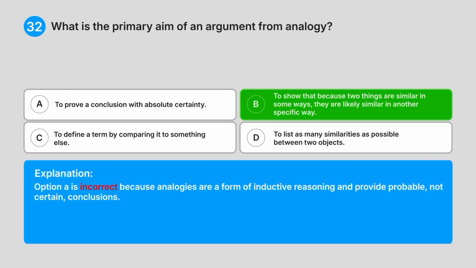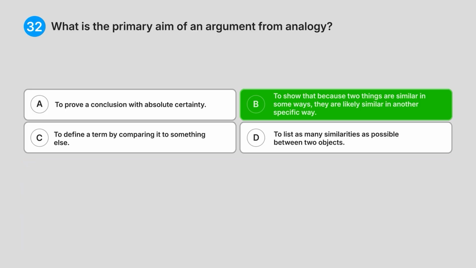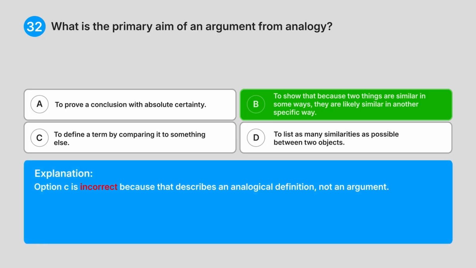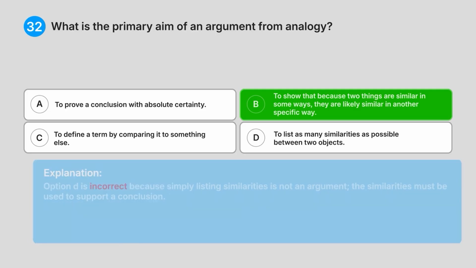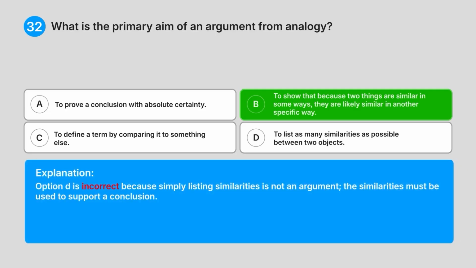Option A is incorrect because analogies are a form of inductive reasoning and provide probable, not certain conclusions. Option C is incorrect because that describes an analogical definition, not an argument. Option D is incorrect because simply listing similarities is not an argument. The similarities must be used to support a conclusion.